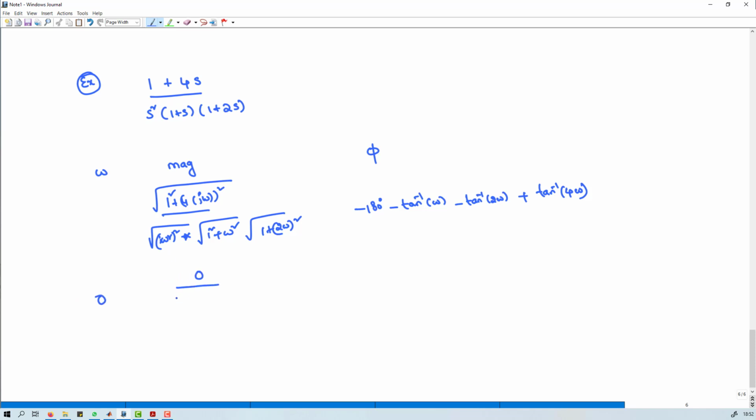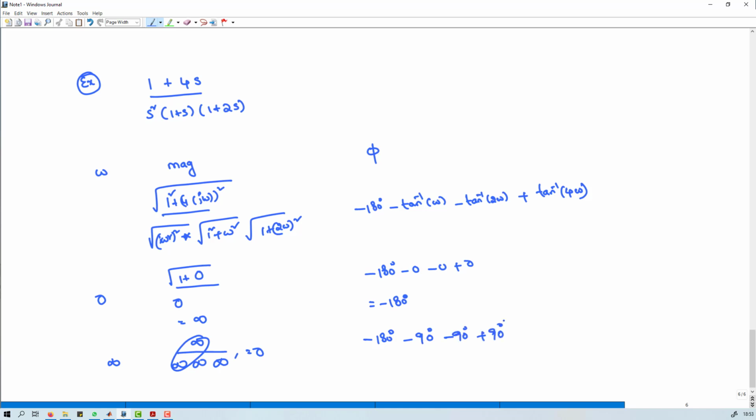Now here, when you substitute omega equal to 0, the numerator is a finite value but the denominator is 0, so obviously you will get infinity. For the phase, the remaining terms become 0, and you get minus 180 degrees. That's it, right? Now let us substitute omega equal to infinity. The numerator goes as infinity, the denominator as infinity cubed, so the denominator dominates, 1 by infinity square is approximately 0, so the magnitude will be 0. And in the phase it is minus 180 minus 90 minus 90 plus 90. So the plus 90 and one minus 90 cancel out, and that will be minus 270.